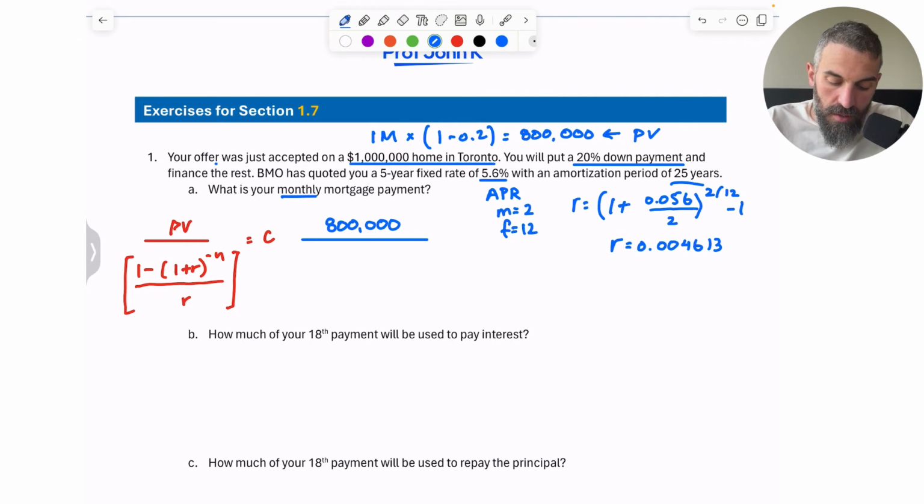So now I'm just going to go back into this formula and continue what I was doing. So 1 minus 1 plus that number, 0.004613, to the power negative n. So negative n here. If you have a 25-year amortization and you're paying monthly, your n is 300.